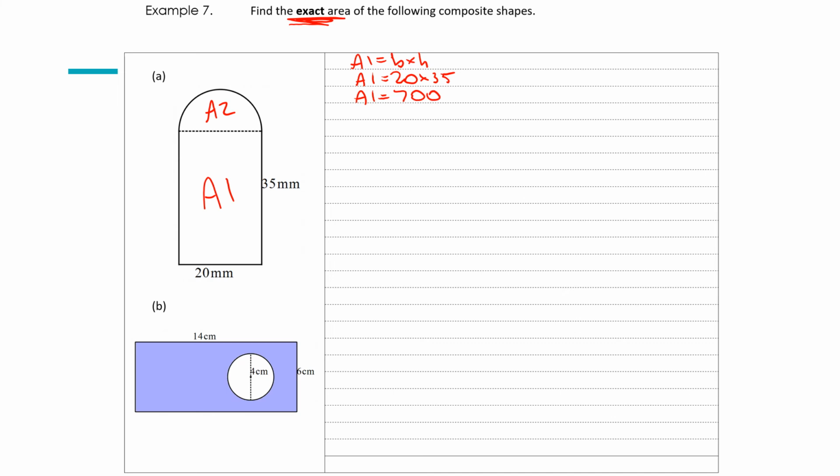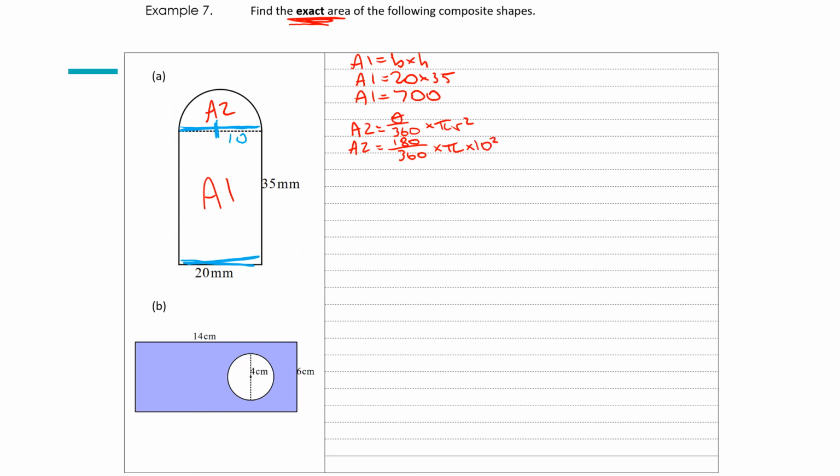Area 2 is a semicircle, so it's going to be theta over 360 times pi r squared. Now our radius, down here we've got this whole length is 20, but our radius is half of that. It goes from the middle to the edge. So radius is going to be 10. So area 2 equals 180 over 360 times pi times our radius 10 squared.